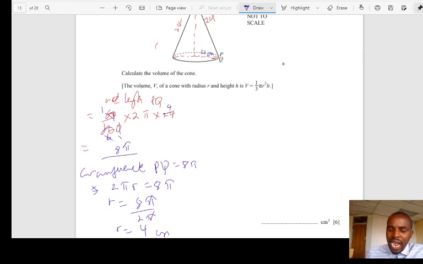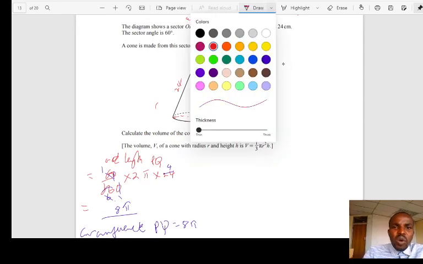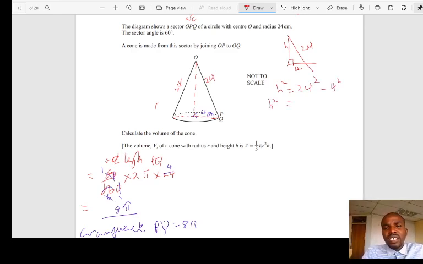Then what you want now is the height of the cone. Because that's h. Now to find the height, what you do is use Pythagoras. Take this right angle triangle like this, with 24 here and with 4 here. Then use Pythagoras to find the height. So you say h squared is equal to 24 squared minus 4 squared. H squared is equal to, what is 24 squared minus 4 squared? Now what do you get? 560.